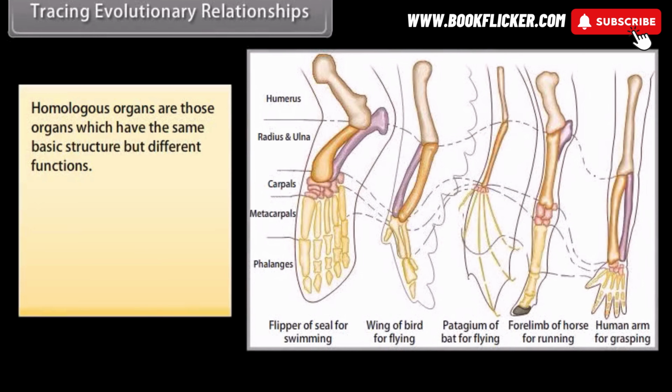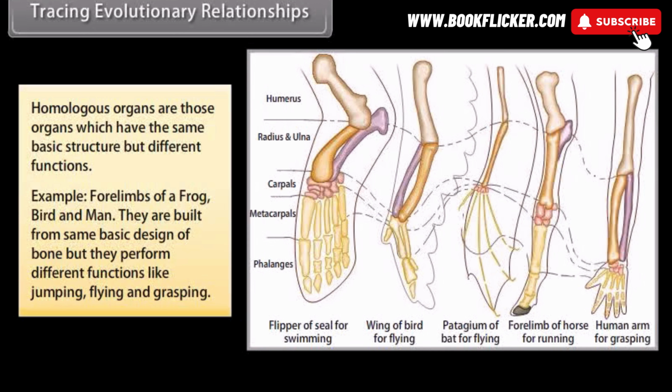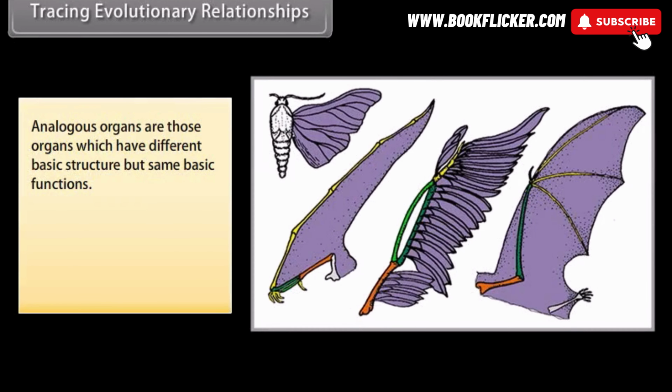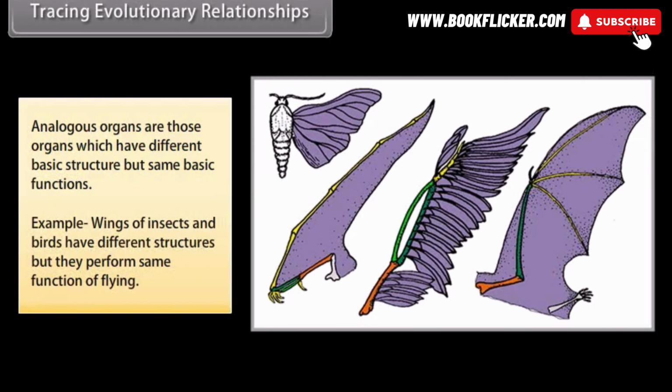Homologous organs are those organs which have the same basic structure but different functions. Example, forelimbs of a frog, bird, and man. They are built from the same basic design of bone, but they perform different functions like jumping, flying, and grasping. Analogous organs are those organs which have different basic structure but the same function. Example, wings of insects and birds have different structures but they perform the same function of flying.